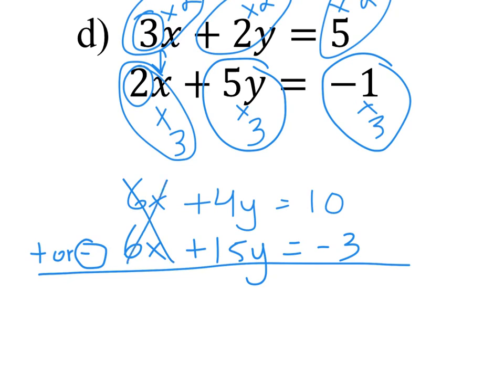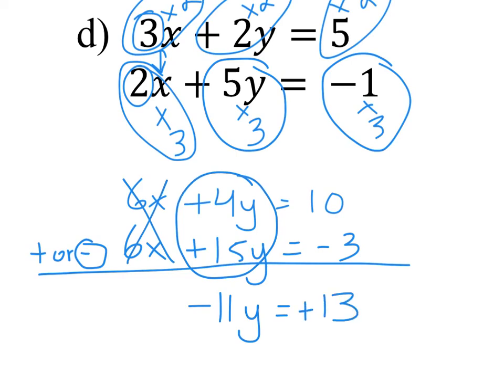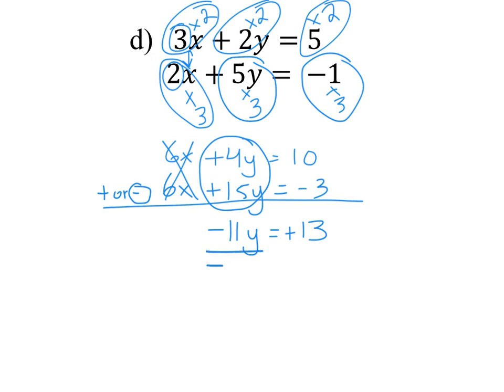So now we'll continue on and collect the like terms. So 4 minus 15 is negative 11y. And then 10 minus negative 3 is positive 13. Now we'll divide by negative 11. And then 13 over negative 11 is not a whole number. It's not a nice number. So you can leave it as 13 over 11, or we can use the decimal.